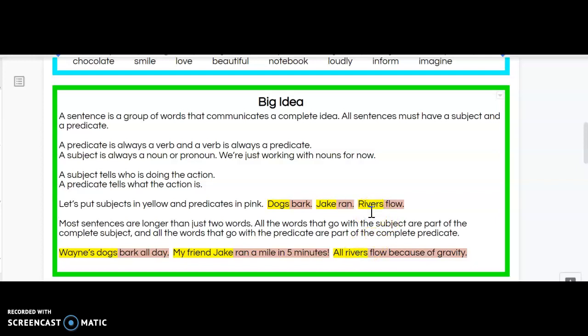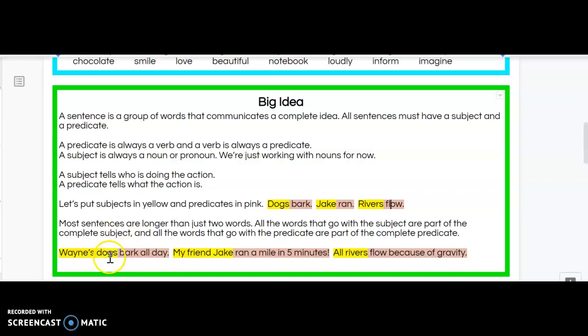Doesn't have to be a person, right? It can be a what. So rivers flow. Who or what is doing the action here? Rivers are doing something. Well, what are those rivers doing? They're flowing, so flow is the predicate. All right, most sentences are longer than just 2 words, of course. All the words that go with the subject are part of the complete subject, and all the words that go with the predicate are part of the complete predicate.